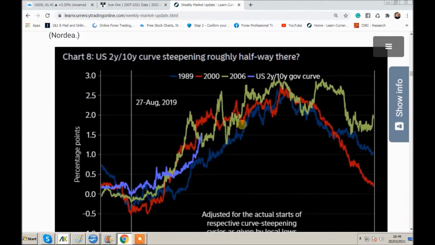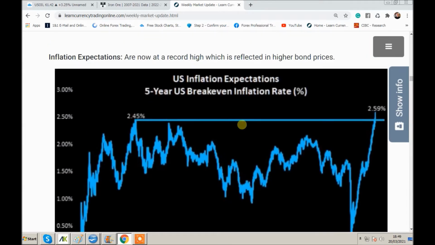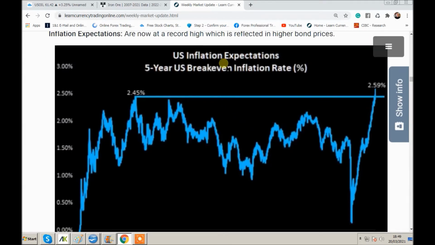Now, in terms of the next chart I want to go to, I'll look at this one here. This is US inflation expectations, really soaring to the upside. Market seeing higher inflation coming in the US, okay, and higher interest rates down the line. That's why the bond yield is going up.